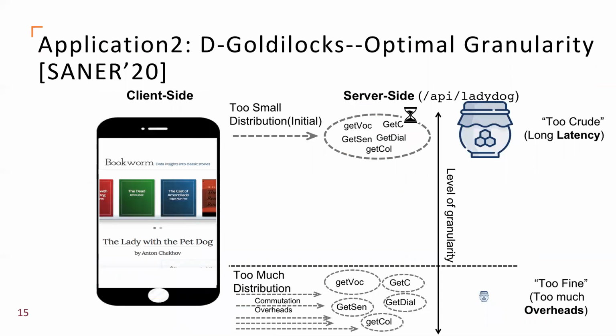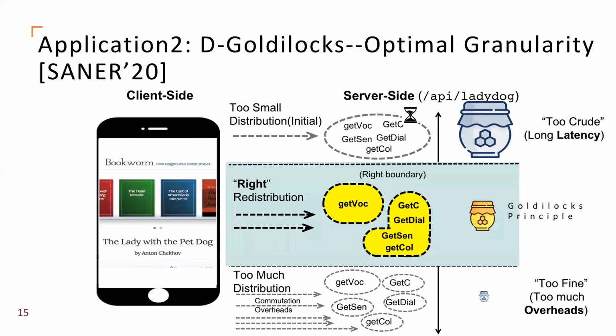The second application of client insourcing is called Goldilocks. A small distribution incurs a low overhead but can take a long latency, whereas a large distribution incurs much overhead, as shown below. So between too small and too much distribution, Goldilocks determines the right boundary of remote execution and the right number of remote executions.